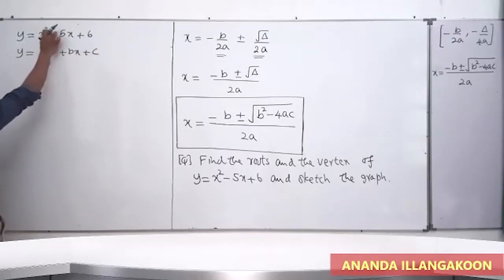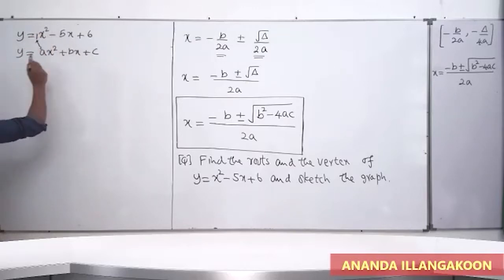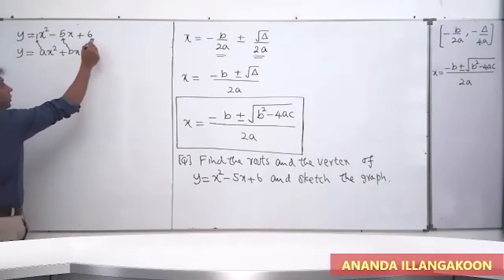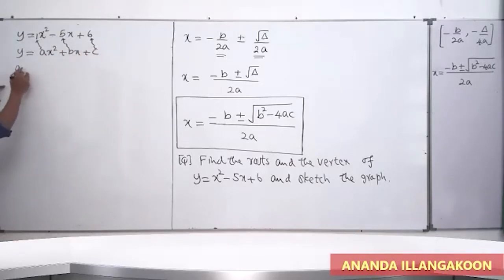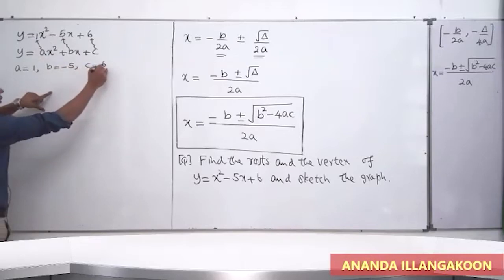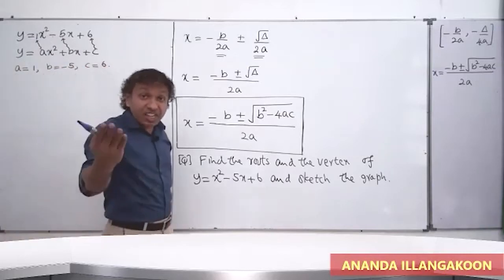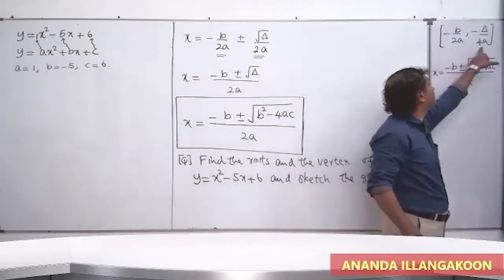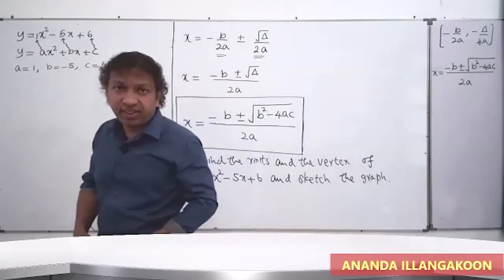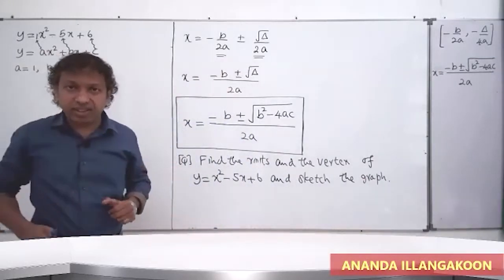Because here the x squared coefficient is 1, the place of a has 1. The place of b, what do you have? Not just 5. With the sign you have to read, minus 5. The place of c has 6. So you can first determine a is 1, b is minus 5, and c is 6. Why? We need those values to substitute to find the coordinates of the vertex and the roots. That's why we determine the a, b, c values like that.